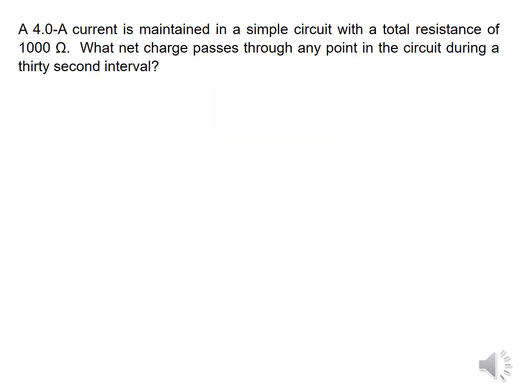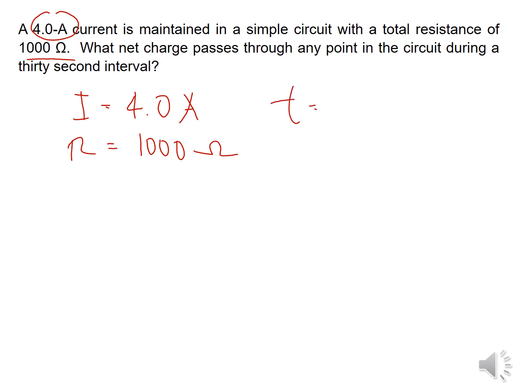So this is another example or problem about Ohm's law. In this problem, we have 4.0 ampere. That is the value of the current. And then with a total resistance of 1000 ohms. So the question is, what net charge passes through any point in the circuit during a 30-second interval? Time is also given in this problem.